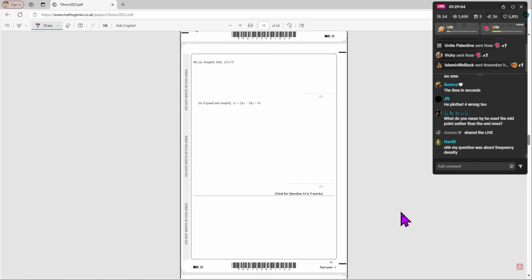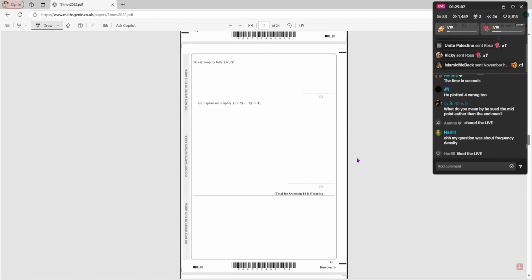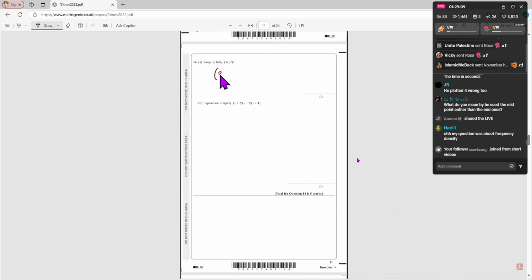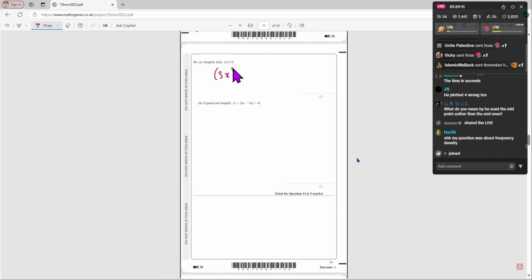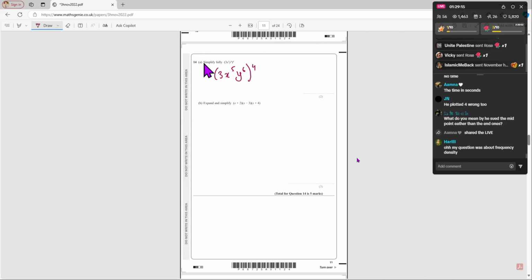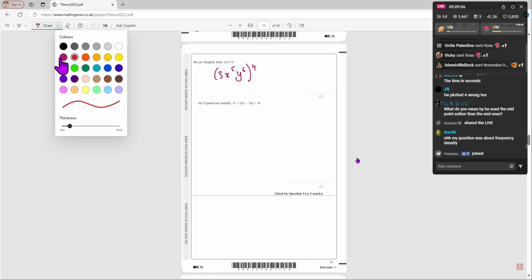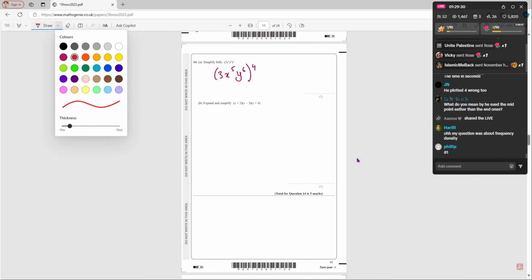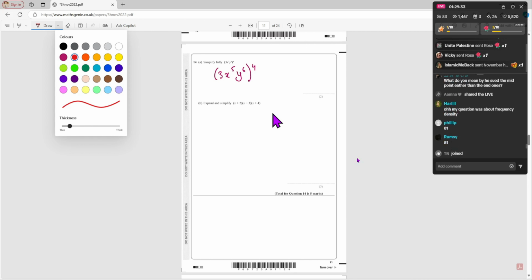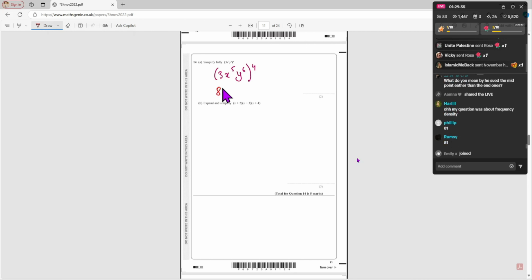So we have to simplify fully 3x to the power of 5, and y to the power of 6, all to the power of 4. So, this is a very, very simple question. So the first thing we're going to do is 3 to the power of 4. What is 3 to the power of 4, guys? 3 times 3 times 3 times 3, which is going to be 81. Yes, well done, Philip. Well done, Ramsey. It's going to be 81.